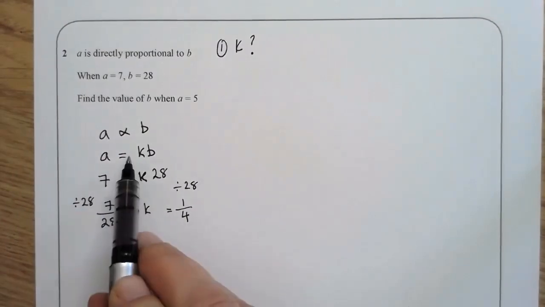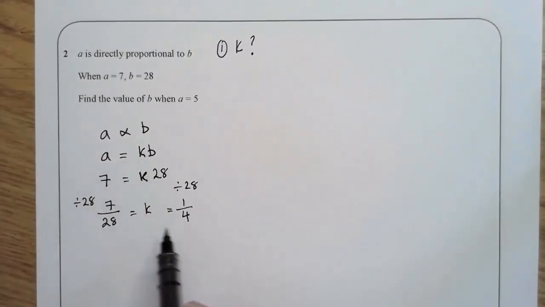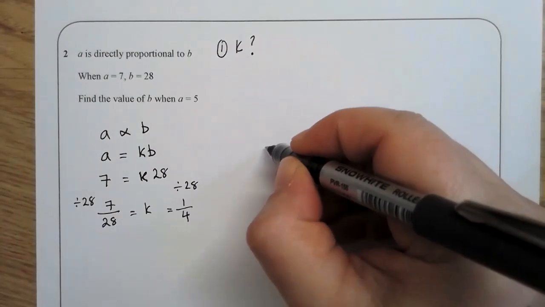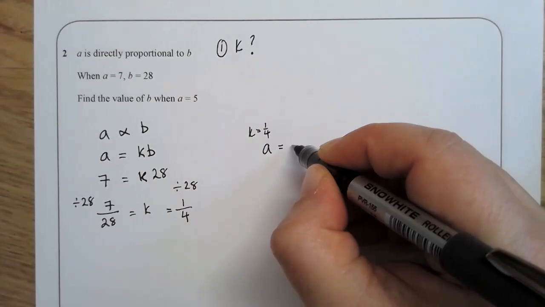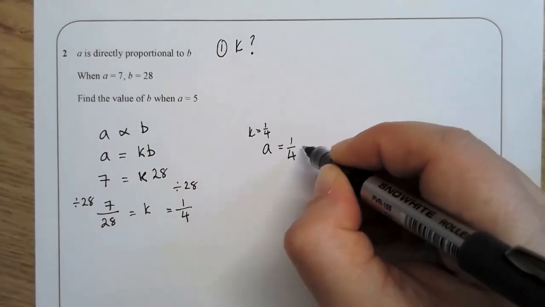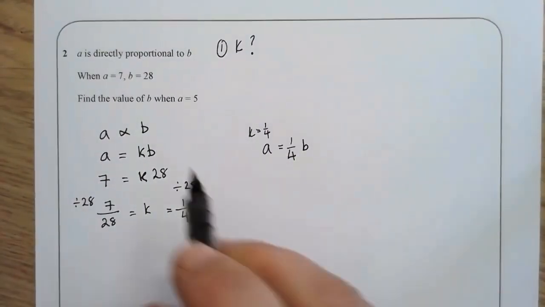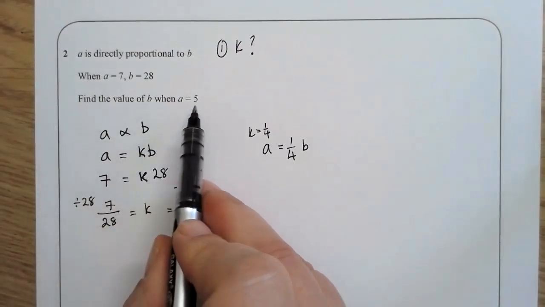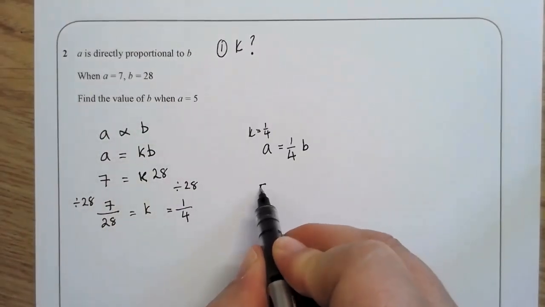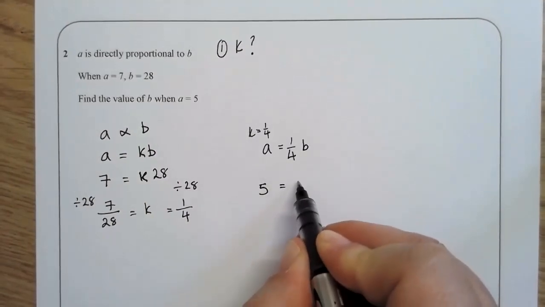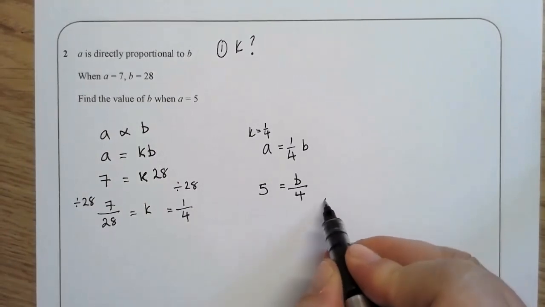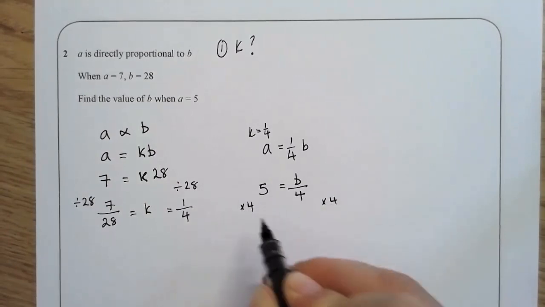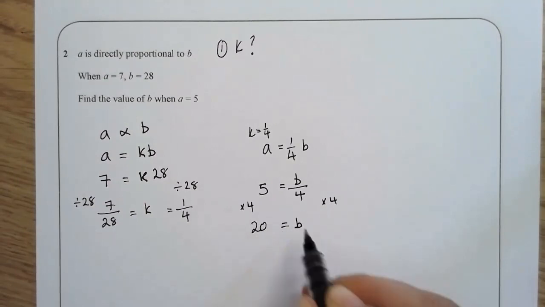Then what we do is we substitute this K back into this equation. So where K equals a quarter, A equals a quarter B. We need to find the value of B when A equals 5. So 5 equals a quarter of B. I'm actually going to write that as B over 4, because then I know I can multiply by 4. B is 20, and that's our answer.